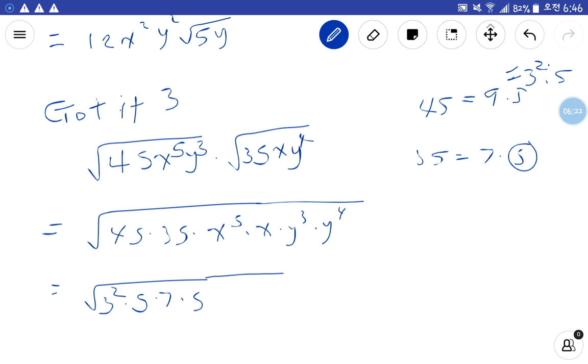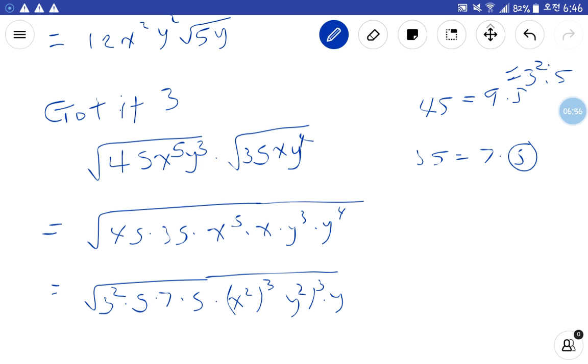And now what? x to the 5th power times x becomes x to the 6th power. How many x squared in an x to the 6th power? I got x squared cubed, because 2 times 3 becomes 6. And then 3 plus 4 is 7. So you can make y squared cubed and your y left over.